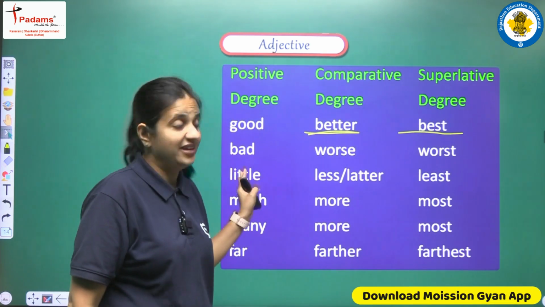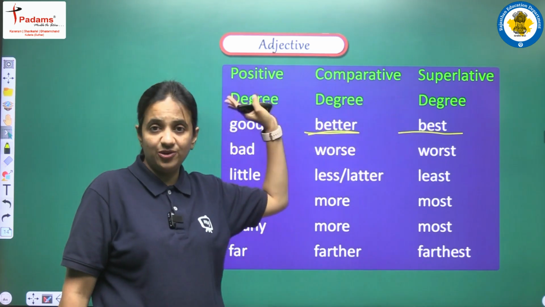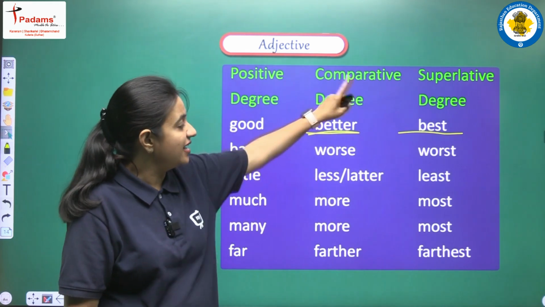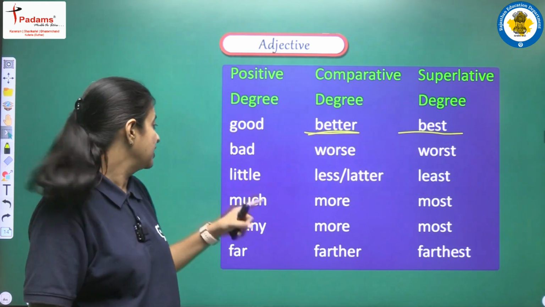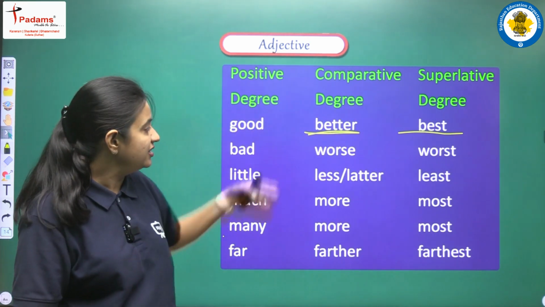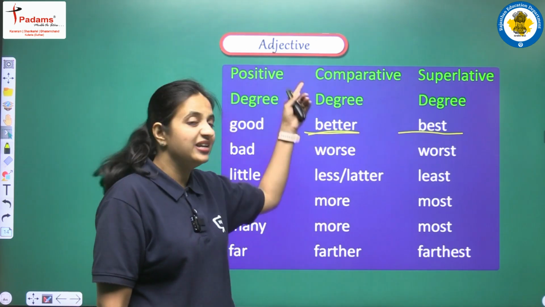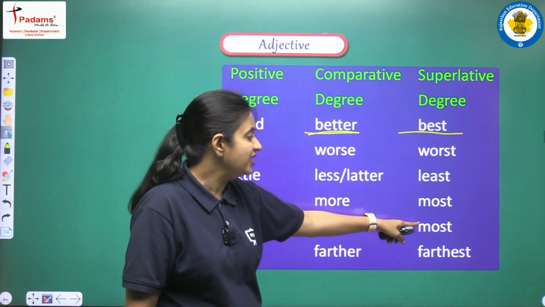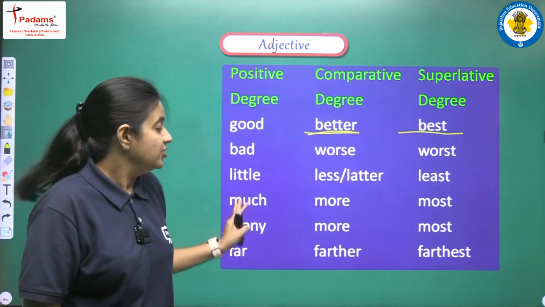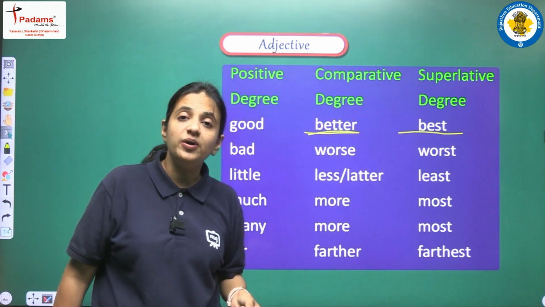Next we have bad. It will be worse in comparative degree and worst in superlative degree. Next we have little. The comparative degree will be less and the superlative degree will be least. Next we have much. Much and many are the same, and the comparative degree will be more. Both much and many will be converted into more in comparative degree, and both into most in superlative degree. Next we have far. Far will be farther in comparative degree and farthest in superlative degree.